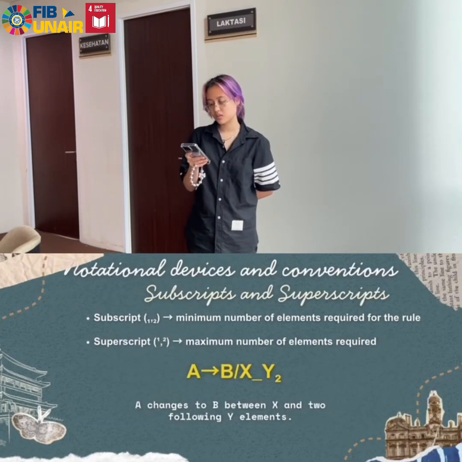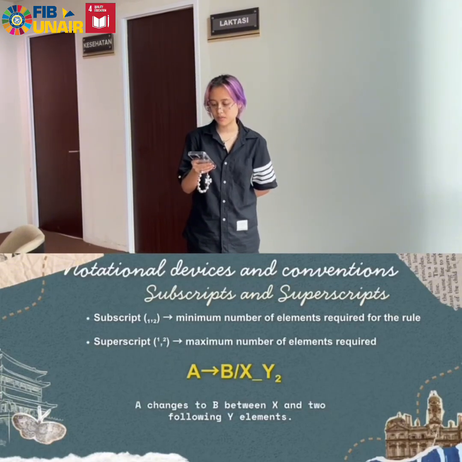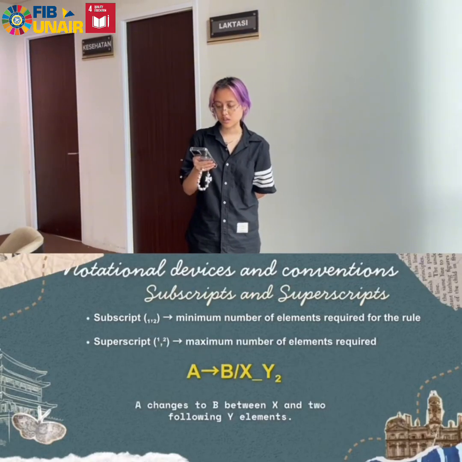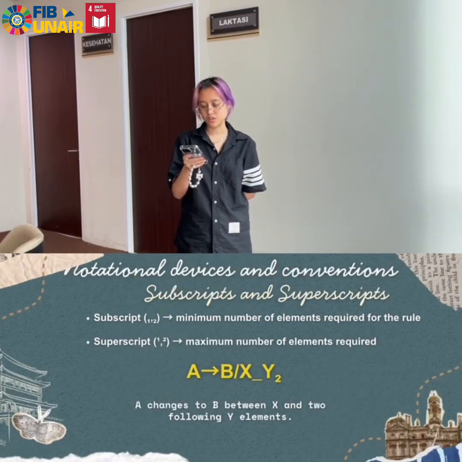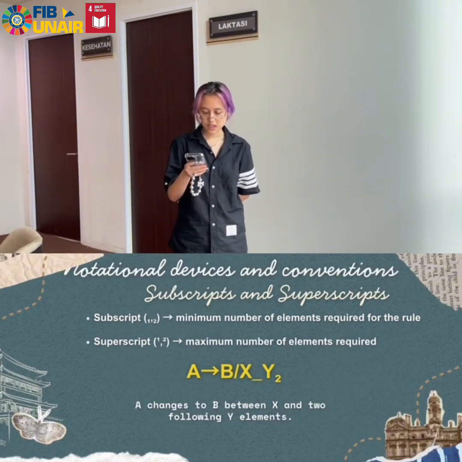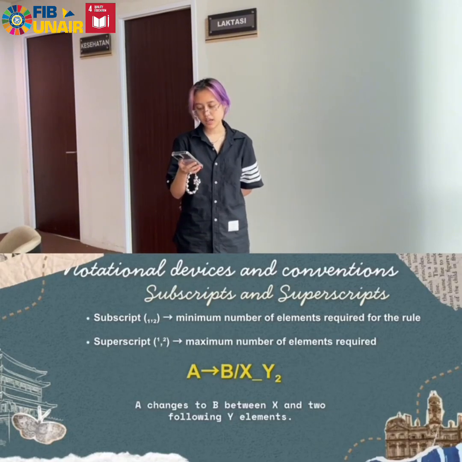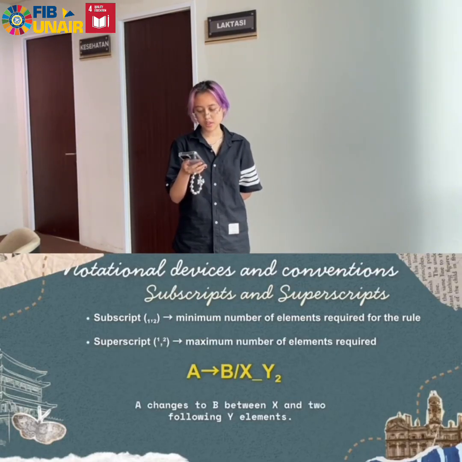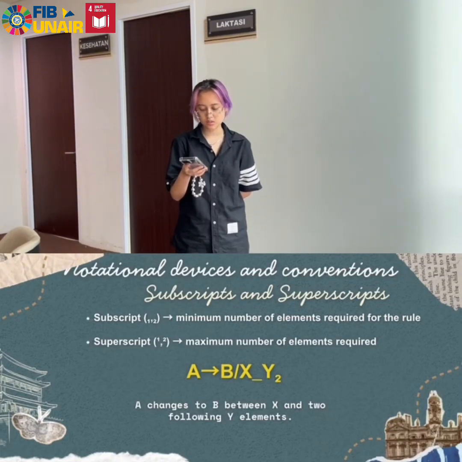Next, let's move on to subscript and superscript. These are used to show the number of elements required for a rule. A subscript, written as a small number below, indicates the minimum number of elements required for the rule. Meanwhile, a superscript, written as a number up above, indicates the maximum number of elements required. This means A changes to B between X and two following Y elements. So the subscript tells us that there must be exactly two Y's after the target sound for the rule to apply.